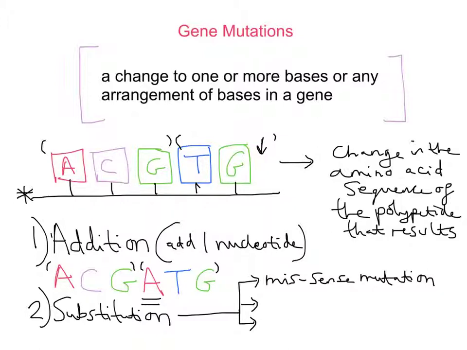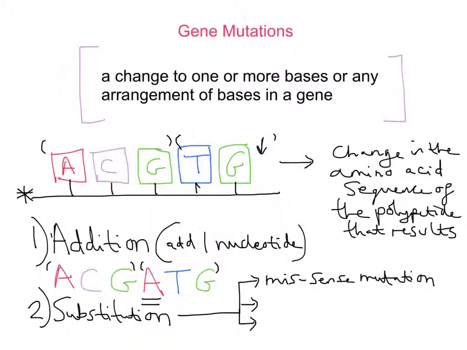So instead of ACGTG, we may have ACCTG. We change the G to a C. We've substituted that particular base, so we make a different amino acid.